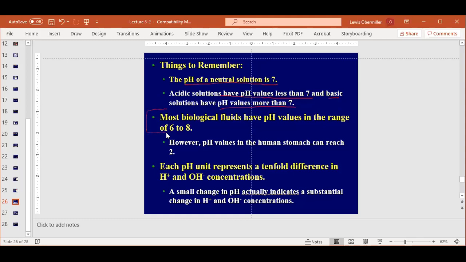Most biological fluids have a pH between 6 and 8. Although the pH of your stomach can reach 2 and it's acidic. And so let's just talk about this for a second. How does your stomach, this is my stick figure person, so your stomach, how does that get a pH of 2? How would you do that?